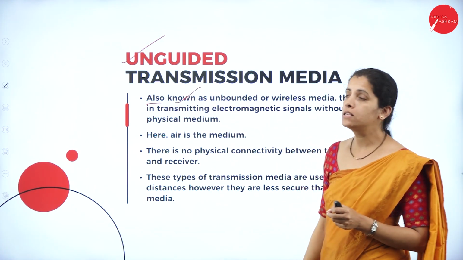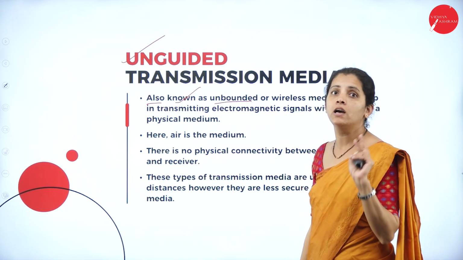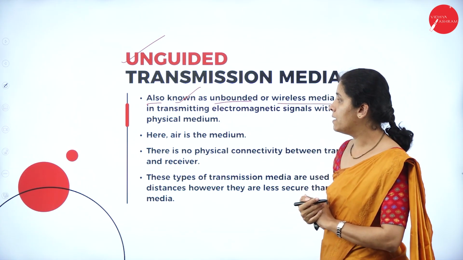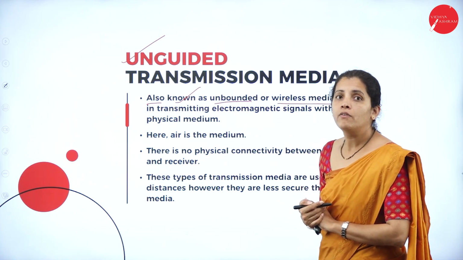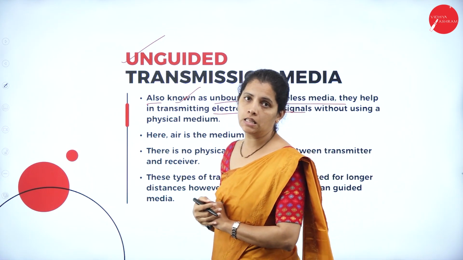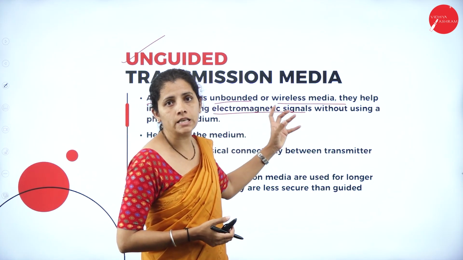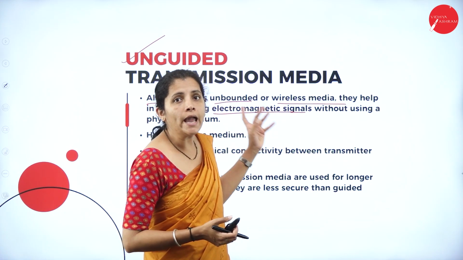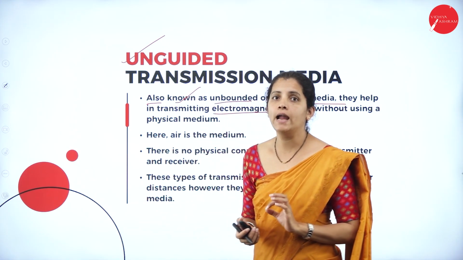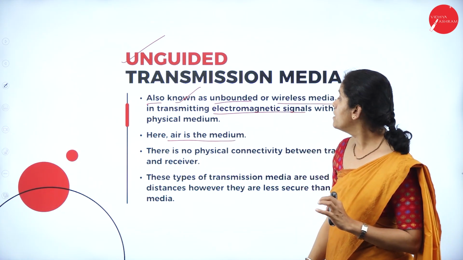If it is guided, it is also known as bounded. If it is unguided, it is unbounded or wireless media. And it is responsible for transferring the data in the form of electromagnetic signals. So, what is the form of signals we have? That is electromagnetic signals. Using air, we are able to transfer electromagnetic signals very easily and very effectively. For that reason, we use air as the medium.